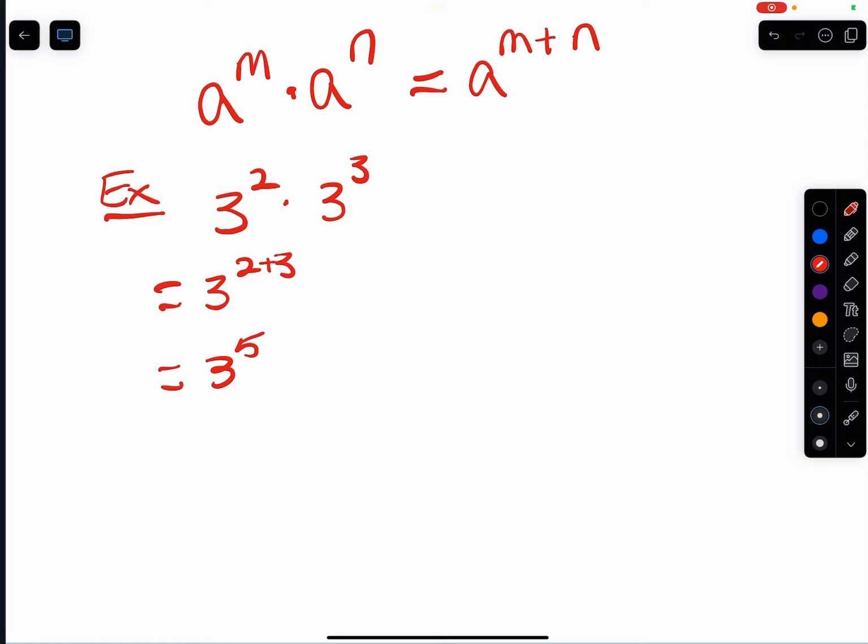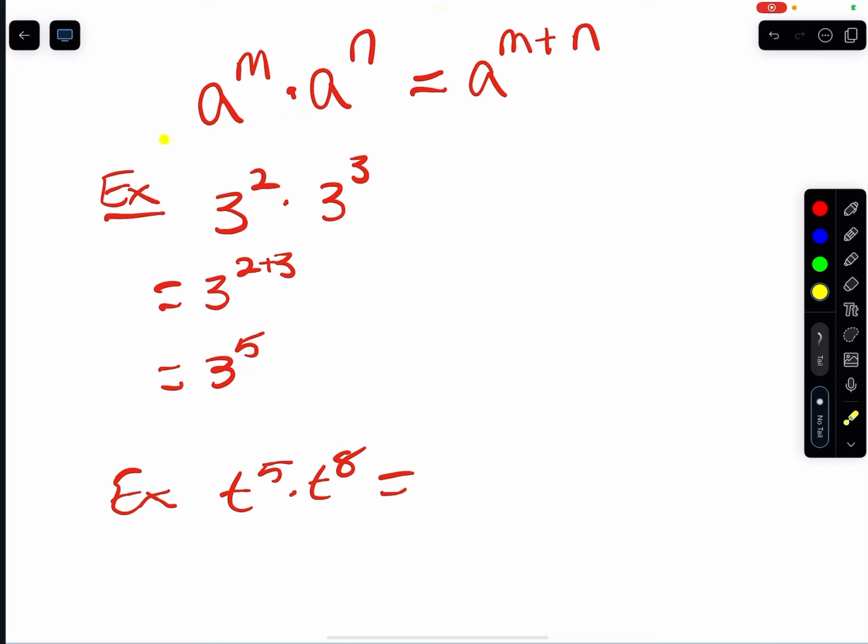Let's do another example. Let's do t to the 5th power times t to the 8th power. What does that give us? Well, again, going back to the rule that we started with at the top, we have the same base of t in both cases. So we're allowed to just add the exponents, which will give us t to the 5 plus 8, or finally, t to the 13th power.